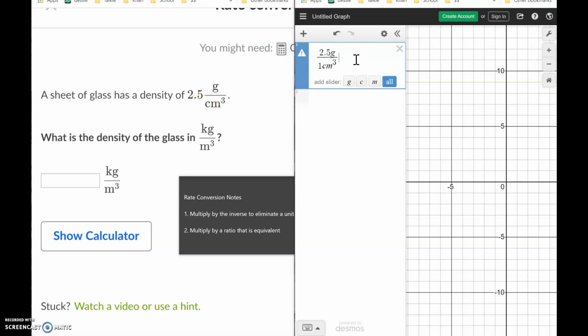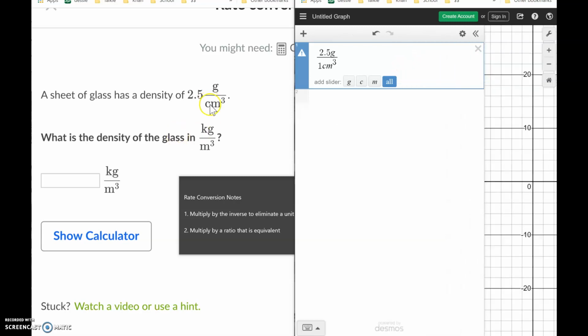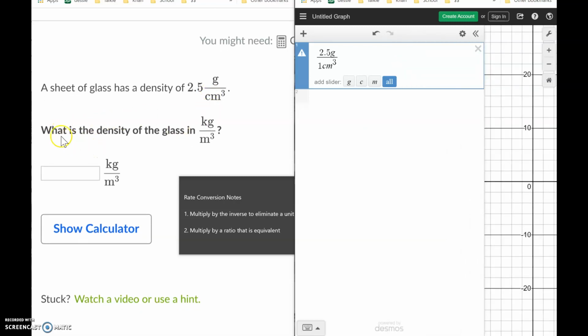Okay. So we're going to multiply in order to change the units. And so we want to go from, it's asking us what is the density of the glass in kilograms per meter. So we're going from grams to kilograms, so we got to change that unit, and we're going from centimeters to meters, so we got to change that unit. So let's go ahead and change the gram to kilogram unit first.